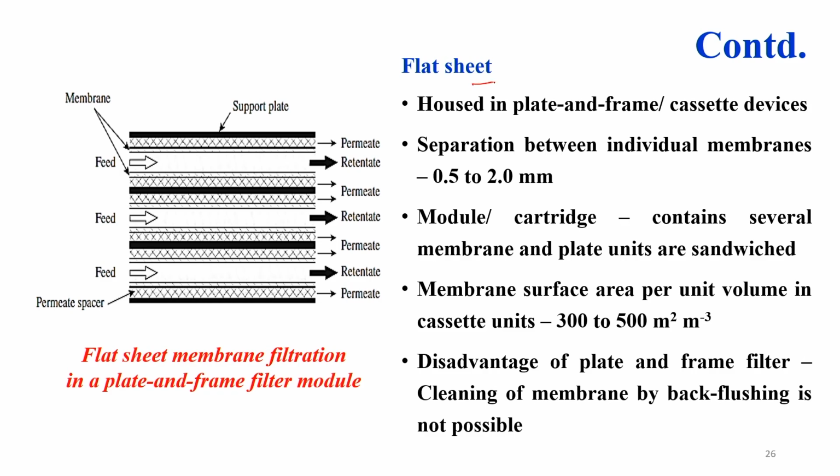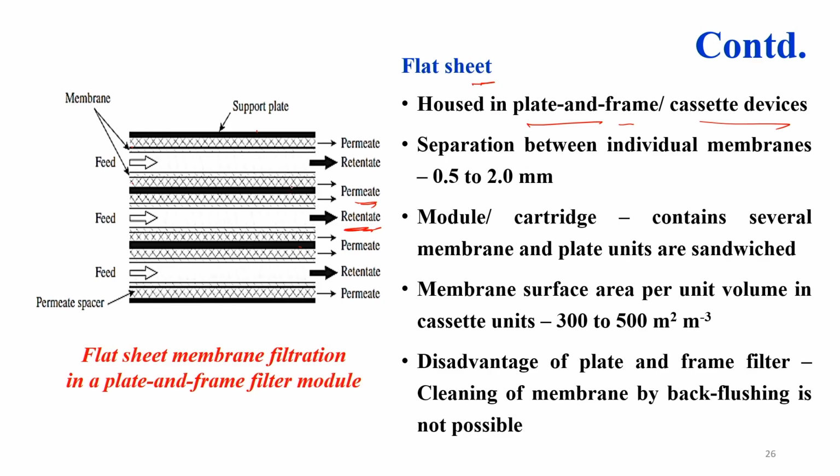So, considering this, there can be different types of membrane. Let us say this is the flat membrane. They are housed in a plate and frame or cassette device. So, you can see the feed streams are entering here, and this is the supporting plate, and these are the membranes. What will happen when it is passing through is that permeate will come out over here and whatever feed will not pass through it will be returned.